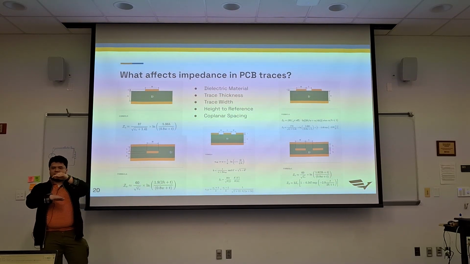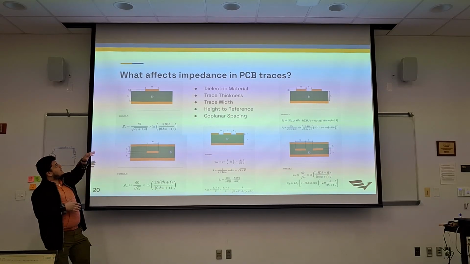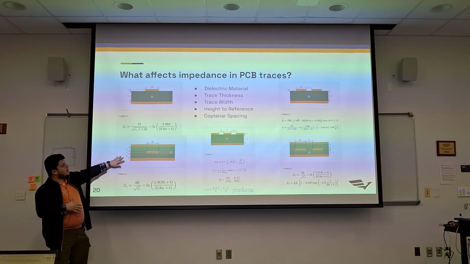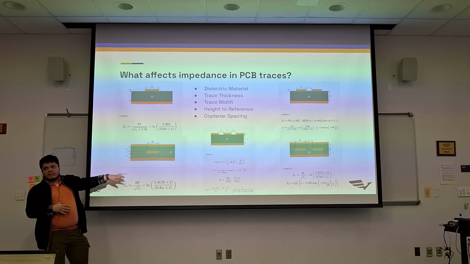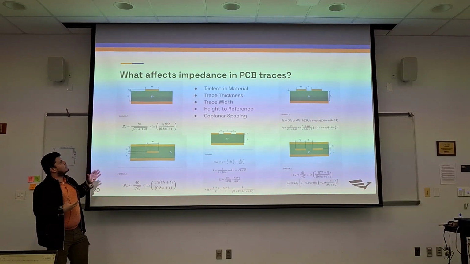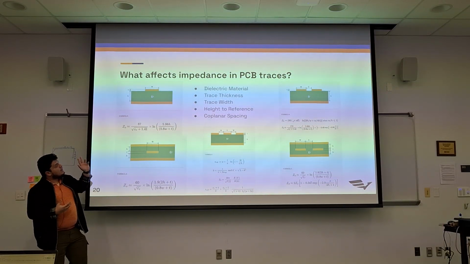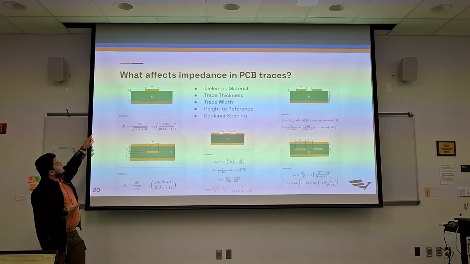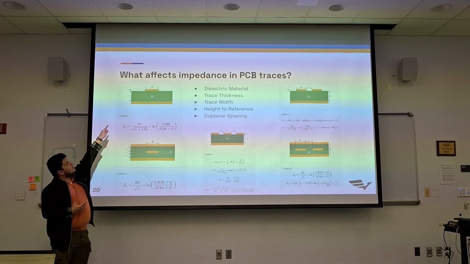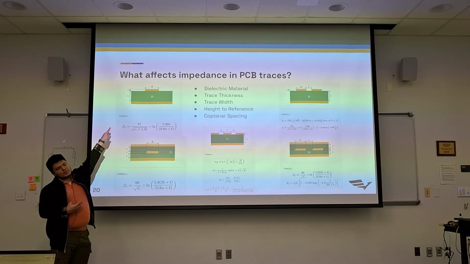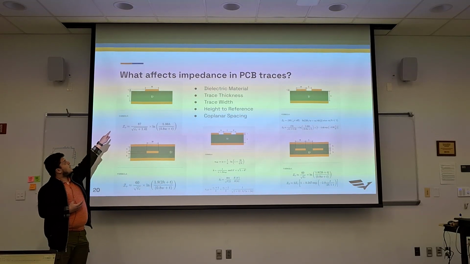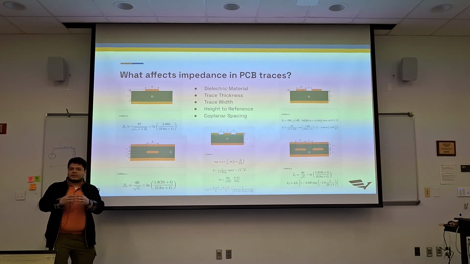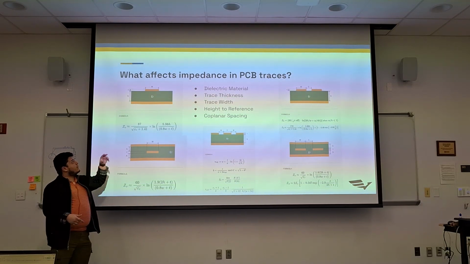You have copper above and below. That's the difference. If you only have copper on one side, it's microstrip. If you have copper on both sides, it's strip line. For the most part, I think we're going to be focusing on microstrip. And so the things that we care about are: what is the distance from our trace to our reference plane, or to our ground? What is the dielectric constant, or the electromagnetic permeability, of our material?